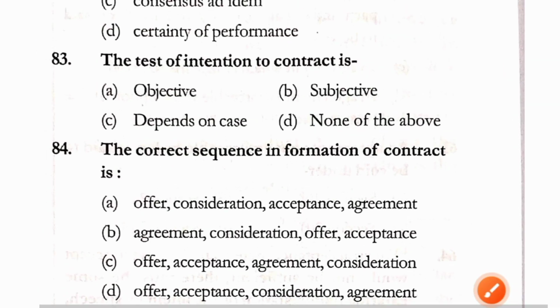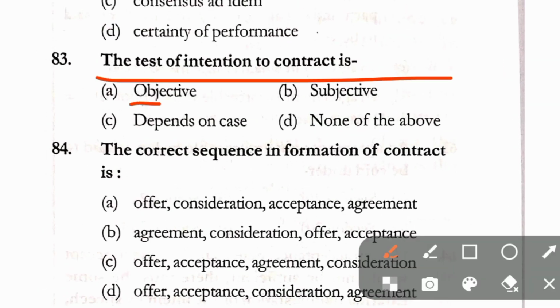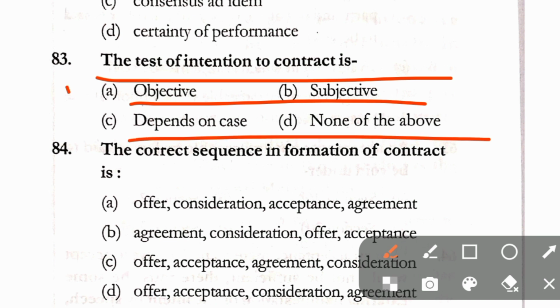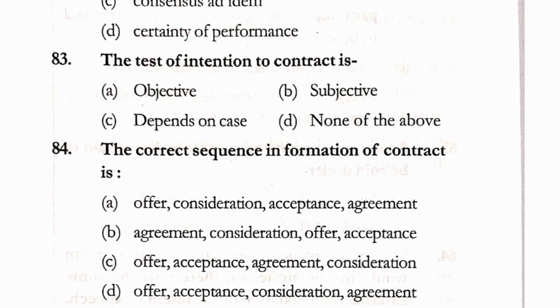Question number 83. The test of intention to a contract is objective, subjective, depends on case, none of the above. Correct answer here is option A, that is objective. The test of intention of the contract is objective.